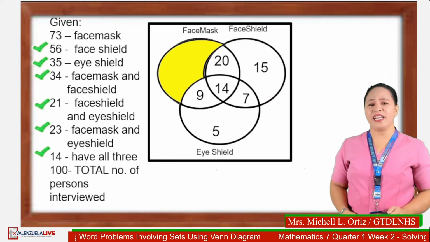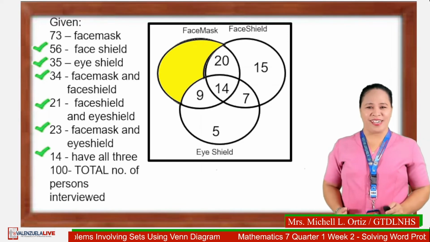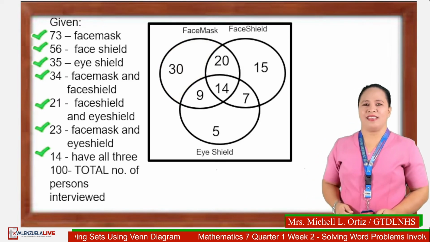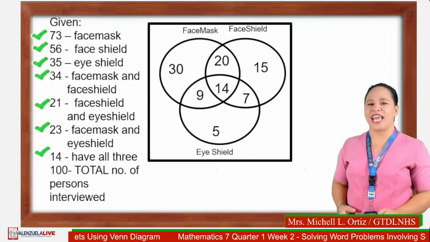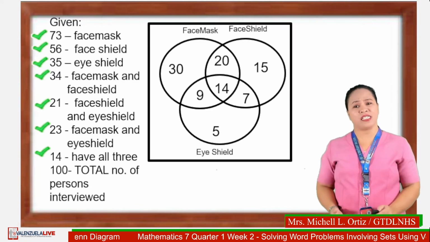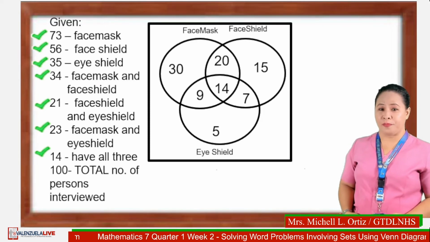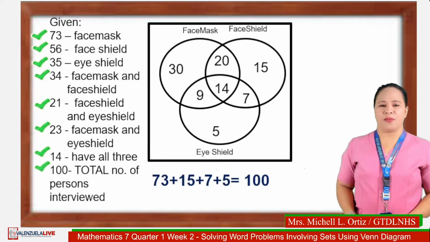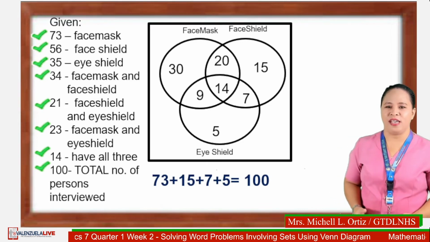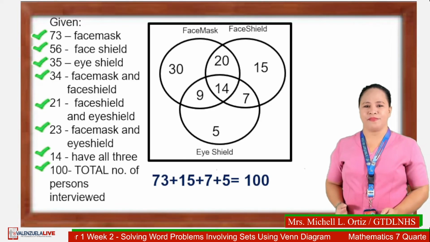Next, 73 have face mask. So we will just fill in the remaining region, the yellow one. That region has a cardinality of 30. Now let's see if we have already satisfied the cardinality of the universal set, which is 100 persons. 73 plus 15 plus 7 plus 5 is equal to 100. After satisfying all the conditions, we are now ready to answer the question.